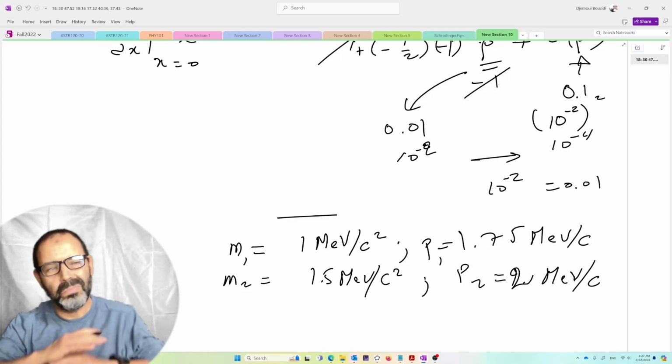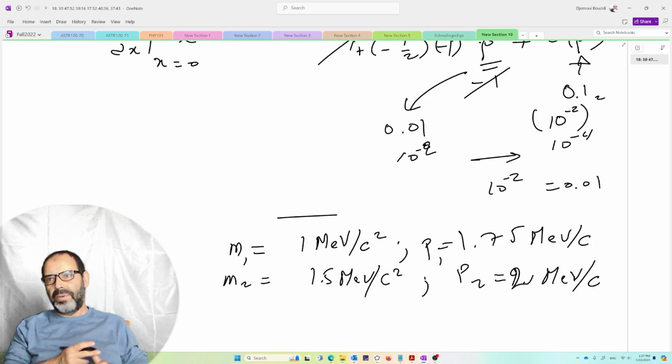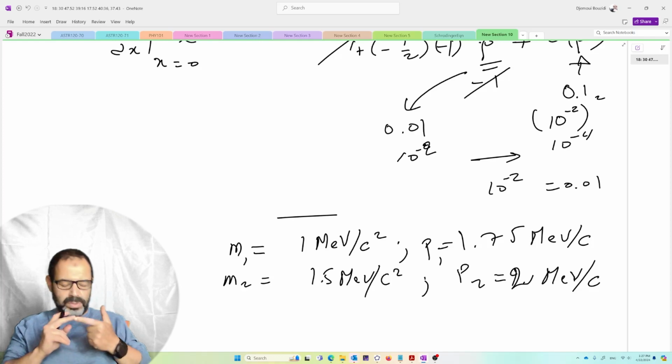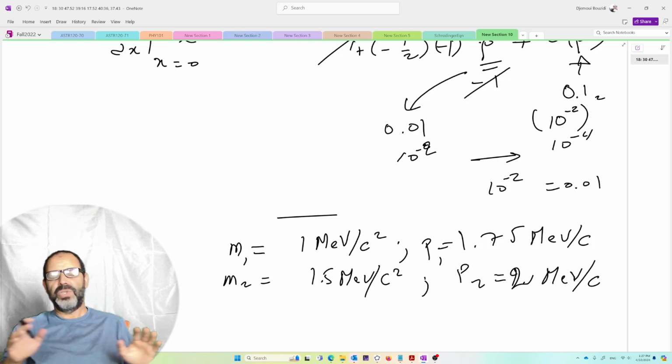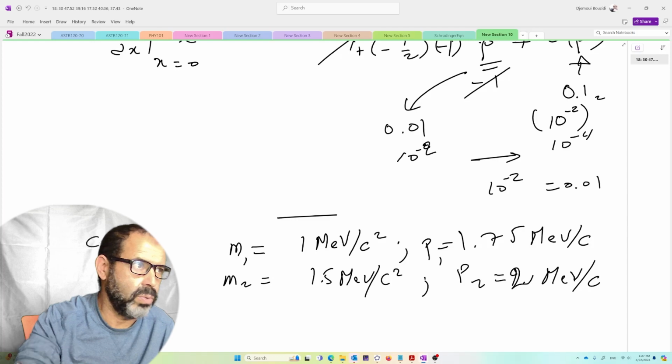Okay, don't monkey around with these problems. Leave the numbers as they are. If it's energy, it's going to come in MeV. If it's a momentum, it's going to come in mega electron volts per c. If it's a mass, it's going to be mega electron volts per c squared. Don't change anything. As a matter of fact, for this entire problem, you could as well take c equal to 1.